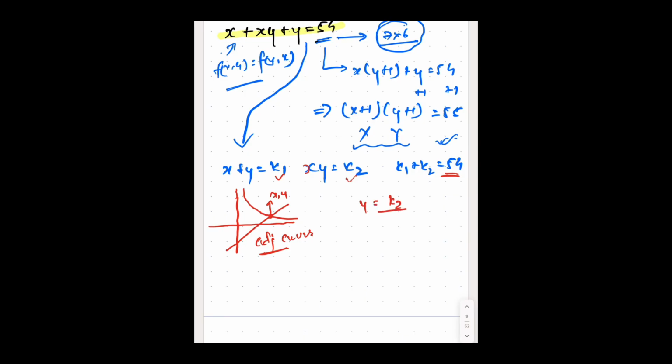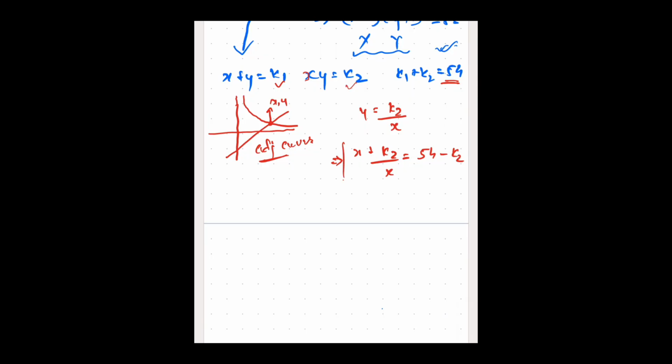Here y equals k2 upon x, and x plus k2 upon x equals k1, which is 54 minus k2. Then this is a quadratic equation from where we can simply write x equals 54 minus k2 plus minus the root of 54 square plus k2 square minus 2 times 54 times k2 minus 4 k2, over 2.